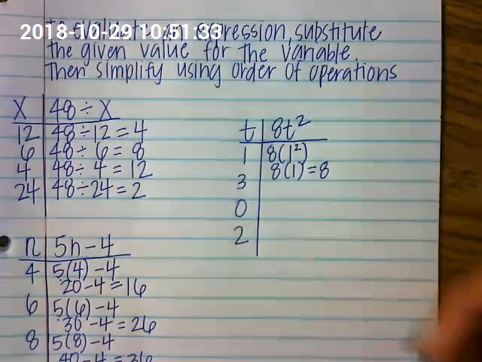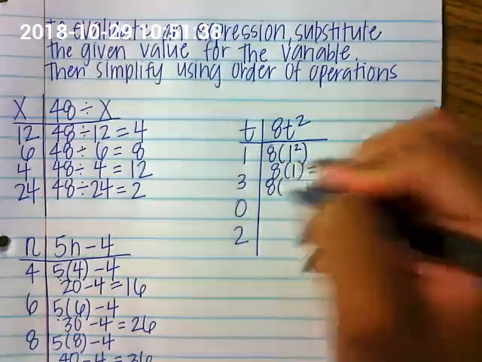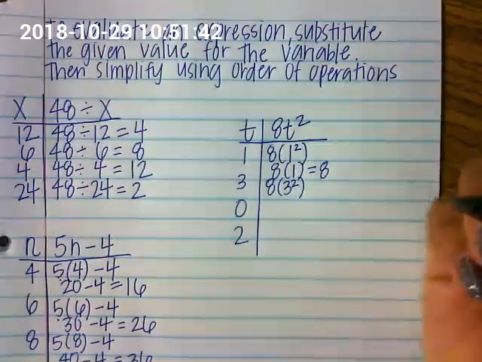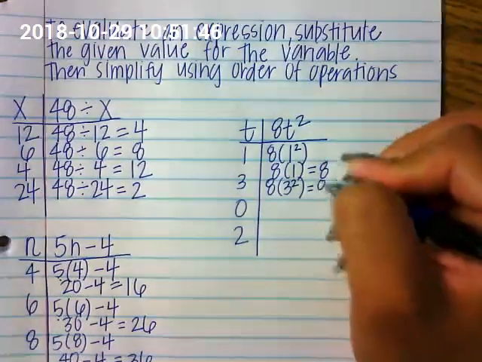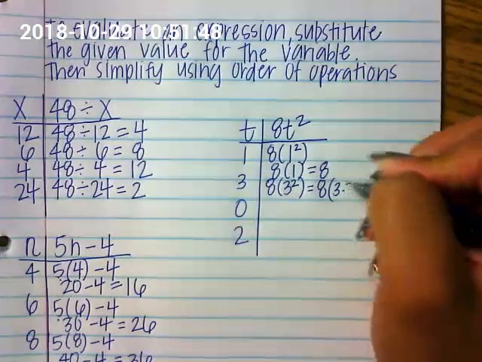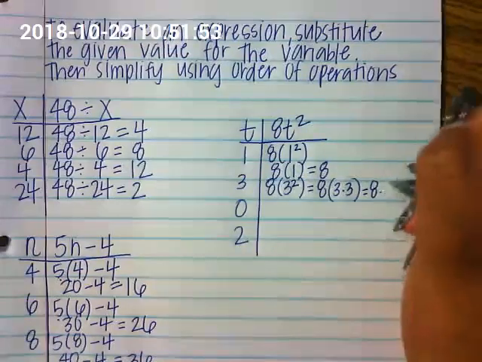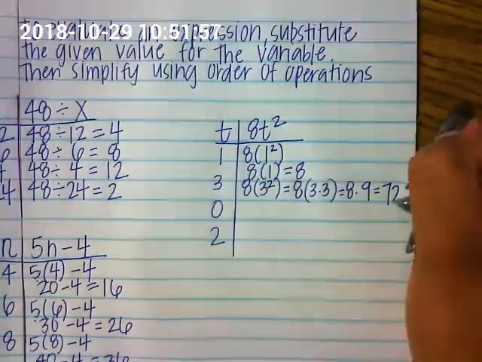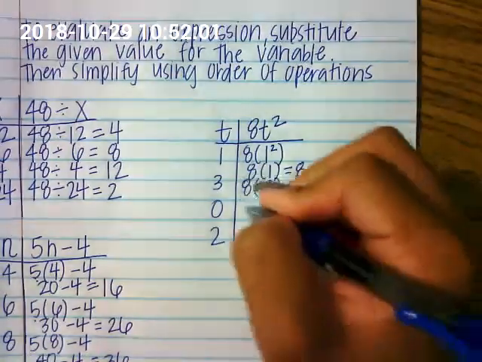Now going on to the next one, we are going to be squaring what number here? 3. So 3 squared is what? 3 times 3. So 8 times 3 times 3. What's 3 times 3? So we have 8 times 9. And what's 8 times 9? 72. Now we have the number 0.